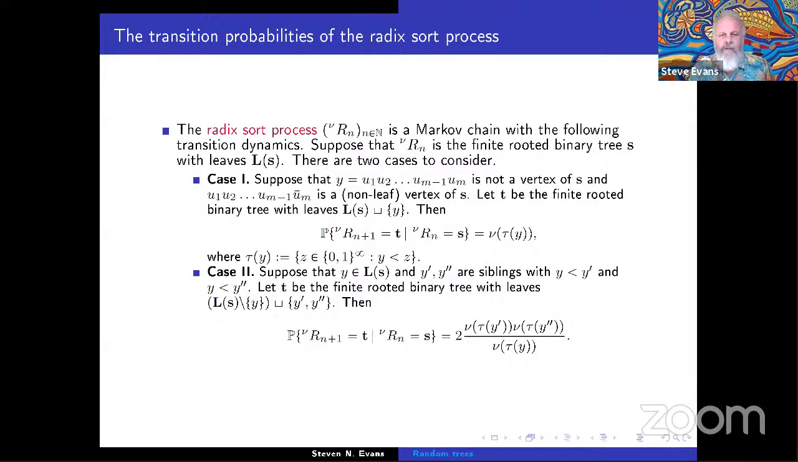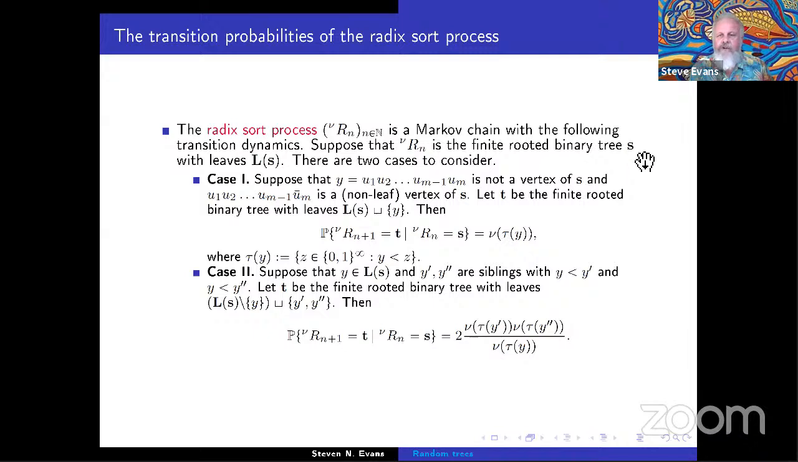Okay, so now we've said what the backwards in time transition probabilities are. What are the forwards in time transition probabilities? And this again is a good exercise. Lots of good exercises here for an undergraduate stochastic processes course. That the Radix sort process is Markov, and the way that it evolves is as follows.